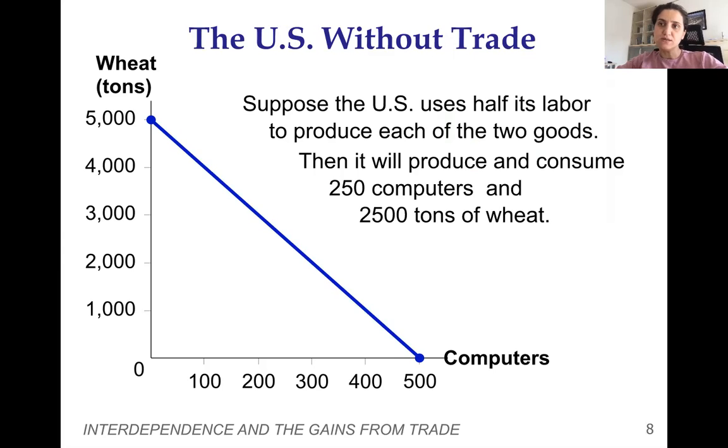Okay, so it depends on people's preferences where the consumption will be. We will look at that in later chapters. For now, let's assume the country prefers to use its resources half by half. Okay, it's going to produce 250 computers and 2,500 tons of wheat.